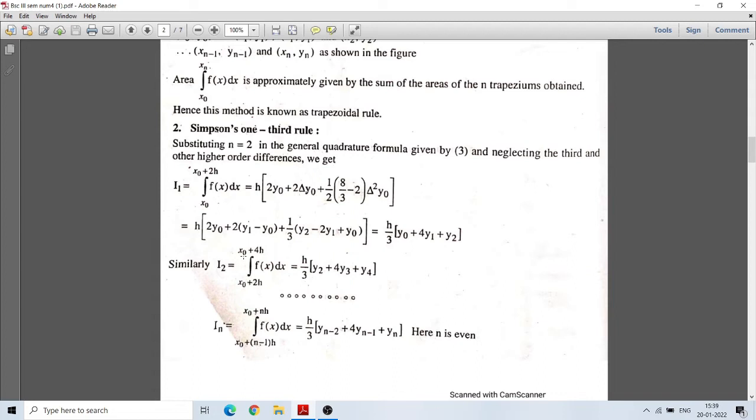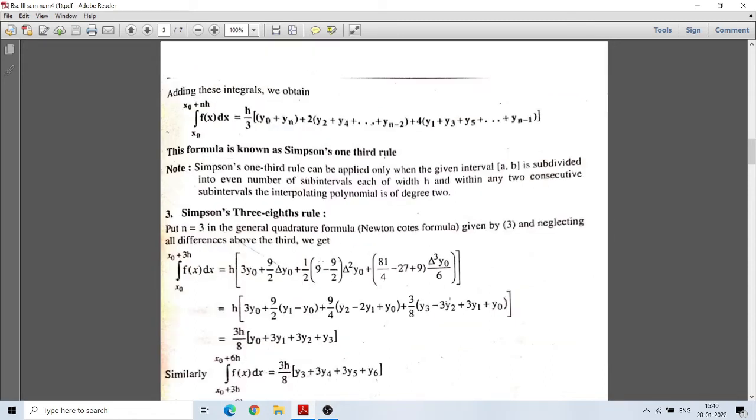Here n is even, substituting only 2, 4, 6 like this. Then look here: I1 is h by 3 (y0 plus 4y1 plus y2), and I2 is h by 3 (y2 plus 4y3 plus y4). Observing these two terms, we write the nth term as h by 3 (yn minus 2 plus 4 yn minus 1 plus yn). Now this is the general formula.